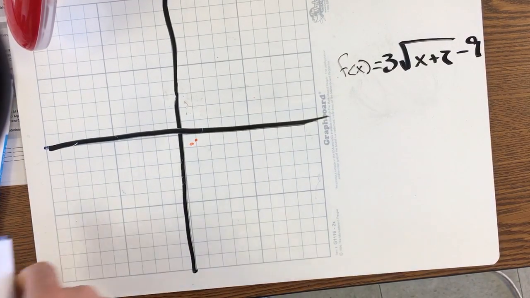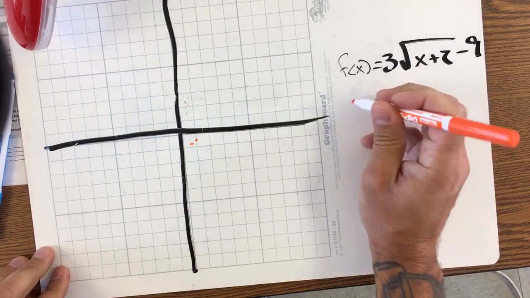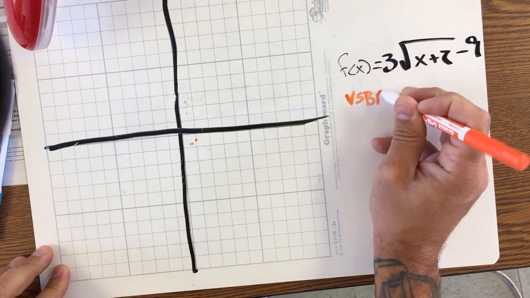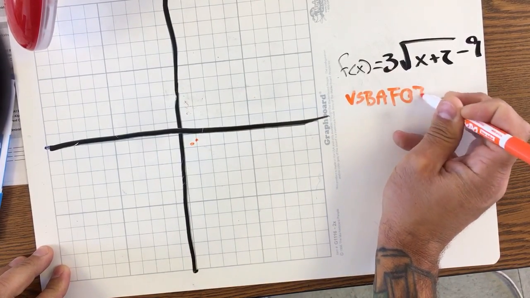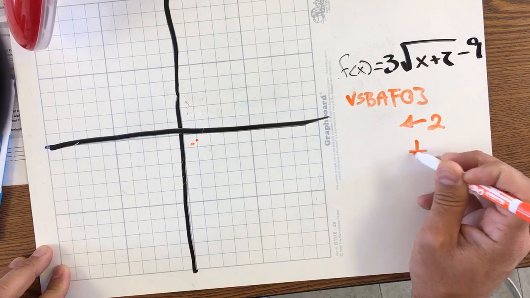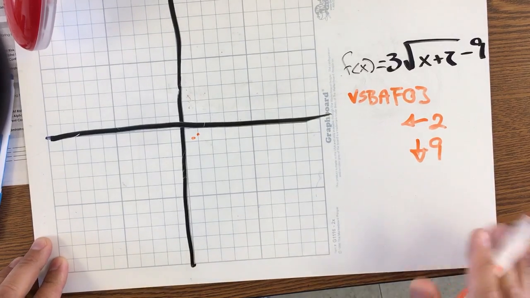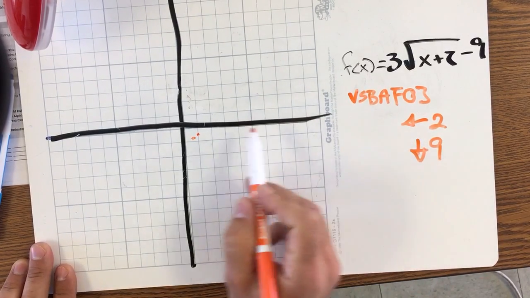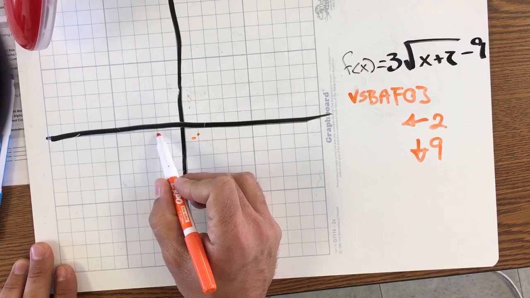So I want to see what my change is. My change is vertically stretched by a factor of 3. This is going to move me to the left 2. And this is going to move me down 9. So my graph is going to start at left 2, down 9.